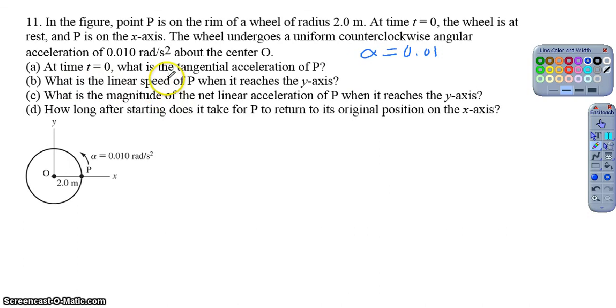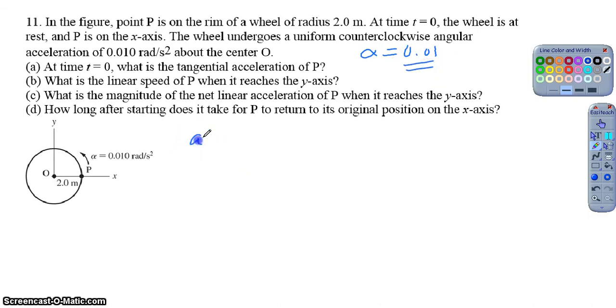Part A, at time t is at 0, what is the initial tangential acceleration? So really, I threw an initial there. What this question is looking for is really right at the instant that this object starts to spin. What is its tangential acceleration? Well, at time t sub 0, it does still have this angular acceleration.